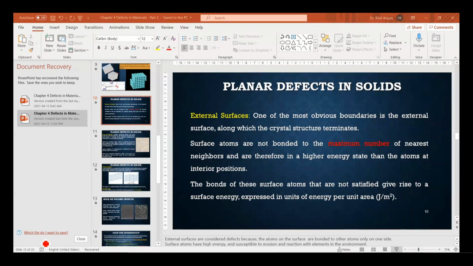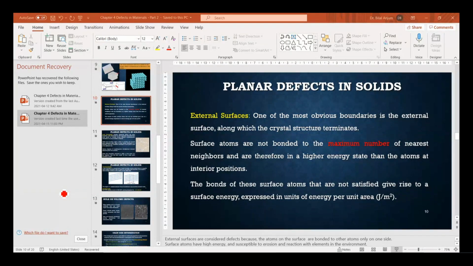All right. As a result of this, the bonds of these surface atoms that are not satisfied give rise to surface energy. So the surface energy that you have been familiar with is basically due to this imbalance in the number of nearest neighbor atoms for the surface atoms. That gives rise to the surface energy, which is expressed as energy per unit area, or joules per meter square, for the surfaces.